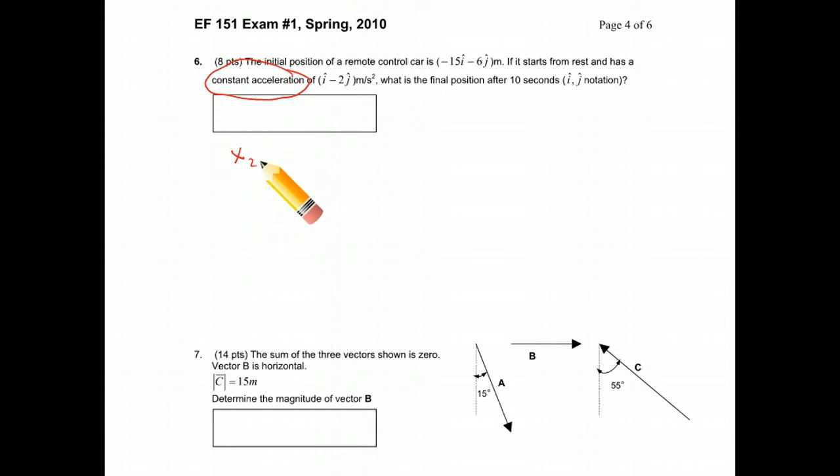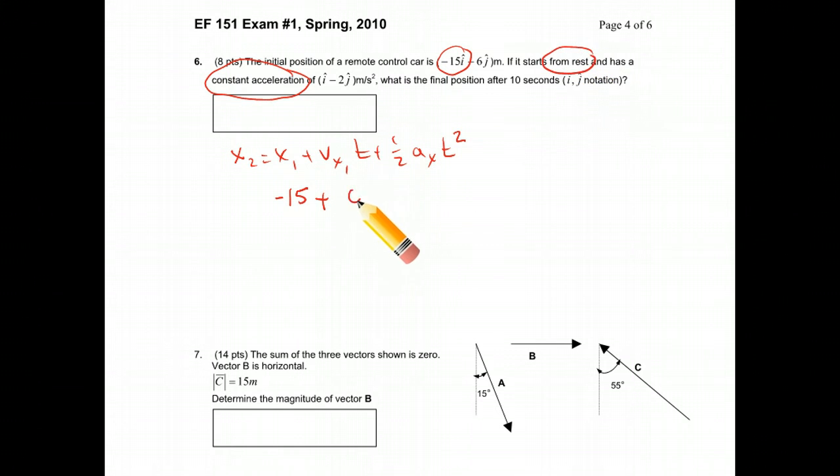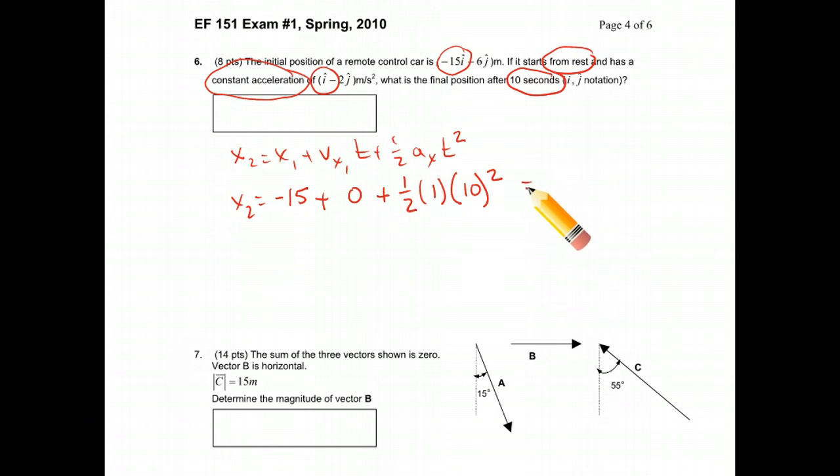So we'll write out x2 equals x1 plus vx1 t plus 1/2 ax t squared. Alright, so in the x direction, there's my initial x, so that's going to be minus 15, plus, starts from rest, so this term is going to be 0. And there's my initial i, 1/2 times 1, and I'm going for t seconds, so 10 squared. So that's my x2 or x final.